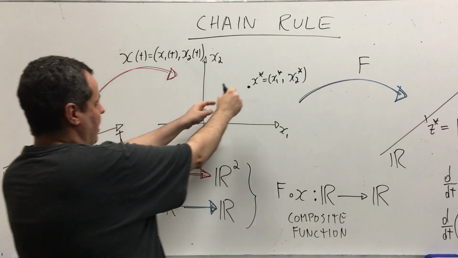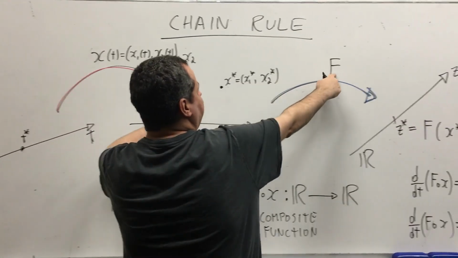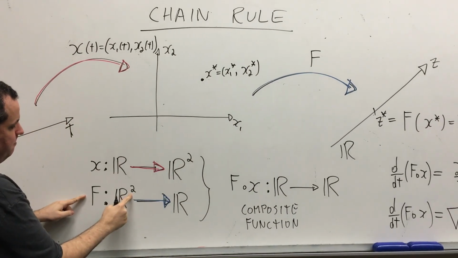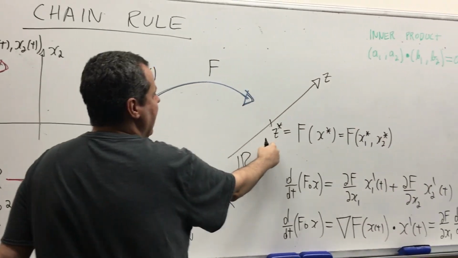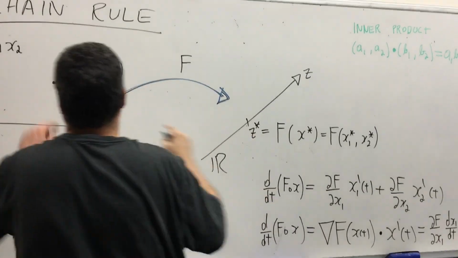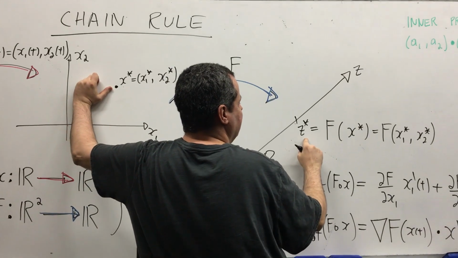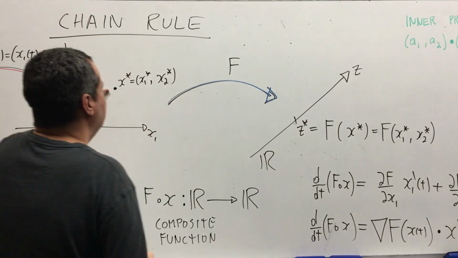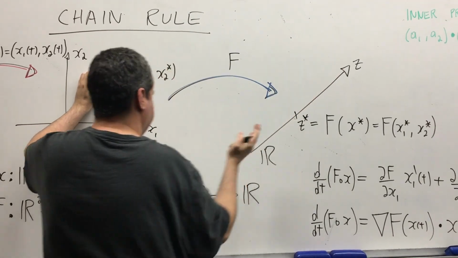Then over this set here, I apply another function, a function capital F, which takes vectors in R2 into real numbers, number z. So z is F of x. Okay? So this point x star, when I apply this function F, I arrive at zeta star, which is F calculated at x star. Okay? So this function gets me vectors into numbers again.